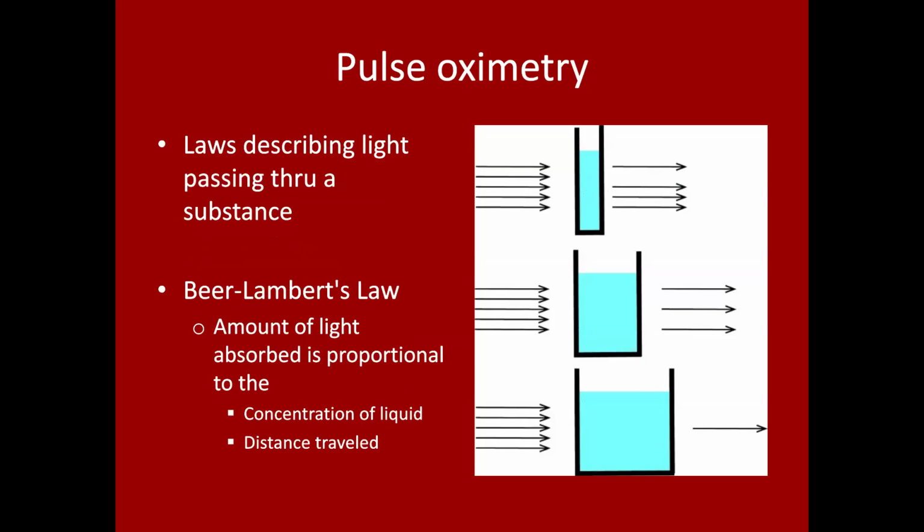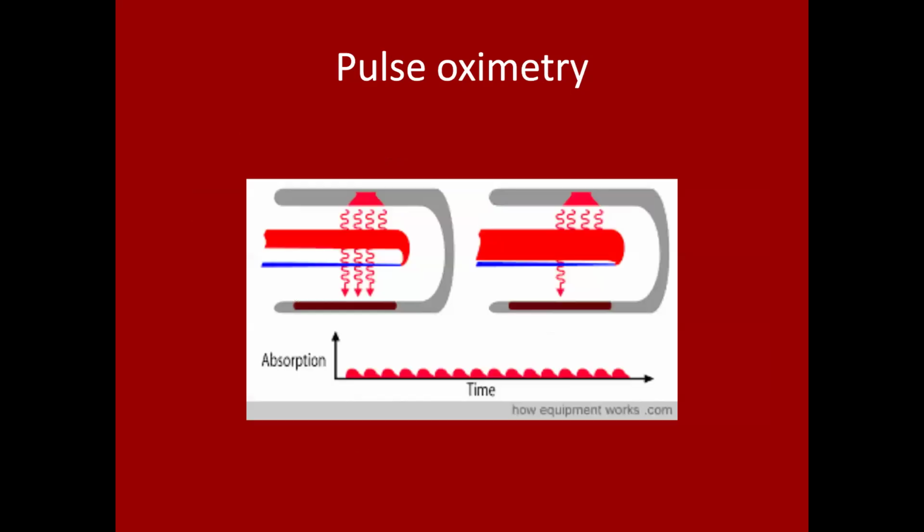So as you might imagine, light passing through a column of liquid that is more highly concentrated is less able to make it through that column of liquid. And additionally, light passing through a wider column of fluid is less able to pass through than passing through a narrow column of fluid, as you can kind of see in this cartoon.